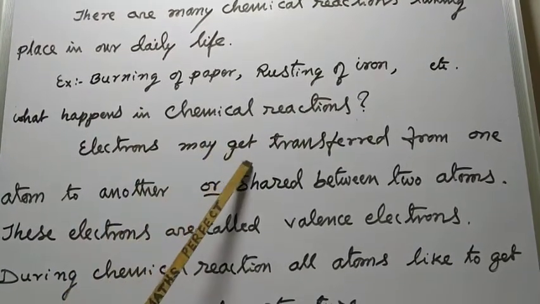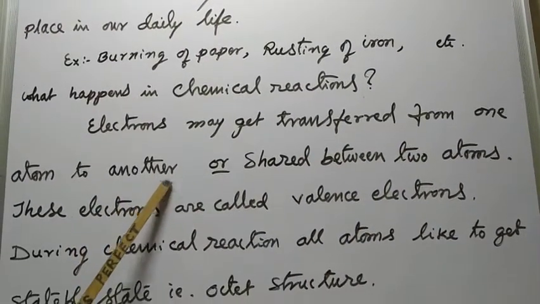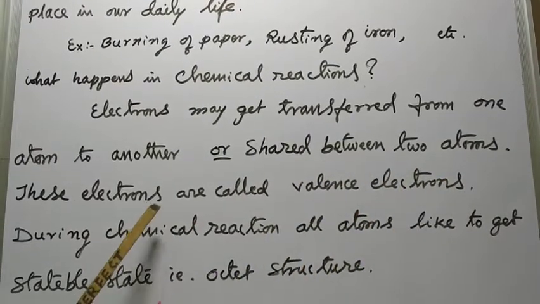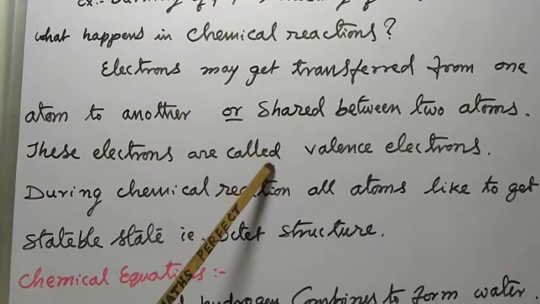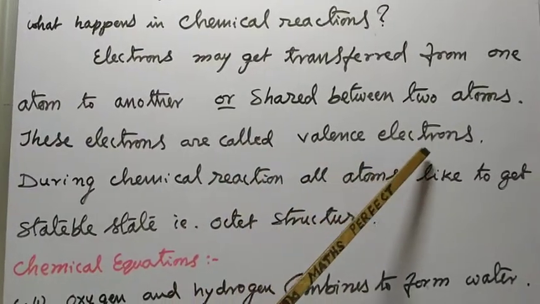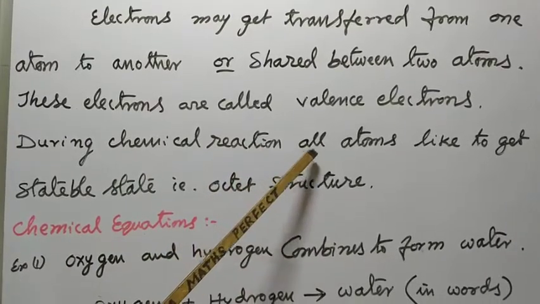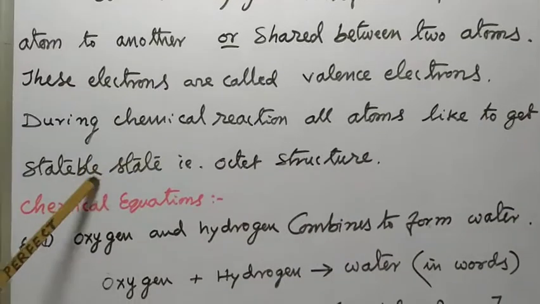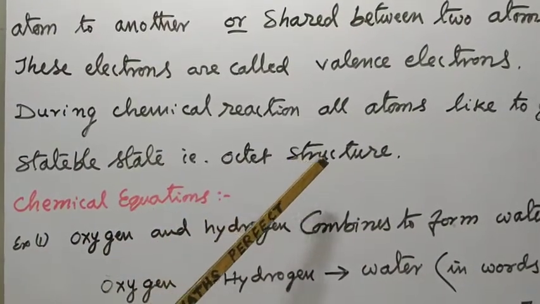Electrons may get transferred from one atom to another or shared between the two atoms. The transferring or sharing electrons are called valence electrons. During a chemical reaction, all atoms like to get a stable state, that is nothing but the octet structure.